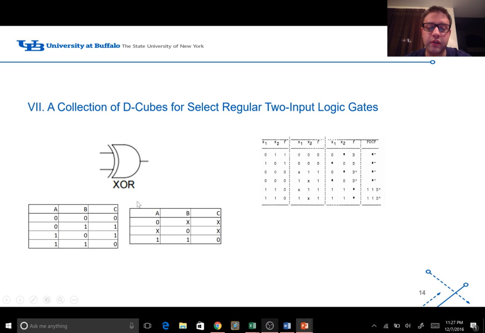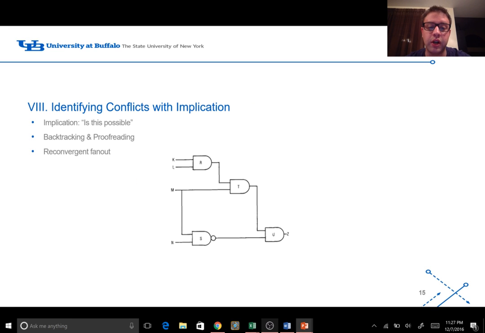So there is a complication when it comes to D cubes for XOR gates, which has been a motivation to try to come up with other algorithms based on the D algorithm that work with this a little bit stronger. That's the first conflict, XOR gates, and the first kind of disadvantage of the D algorithm.